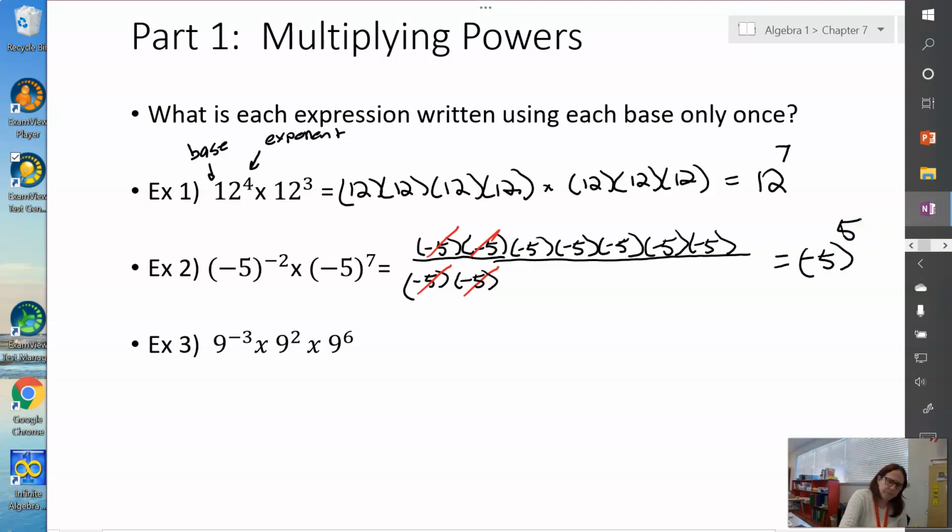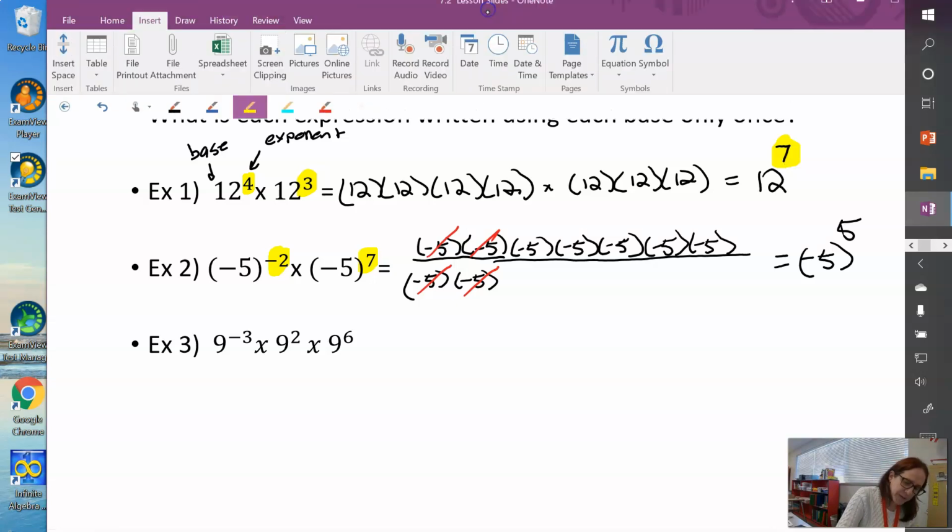Let's look at something here. I had negative 5 to the negative 2 and negative 5 to the 7, and I got negative 5 to the 5. Well, what if I added negative 2 plus 7? That gives me 5. And then let's look at the first one we did. I had 12 to the 4 times 12 to the 3, and I got a 12 to the 7. Could I just add that 4 and that 3 and get 7? I think I'm seeing a pattern here. Let's do another one. We'll see if our pattern holds.